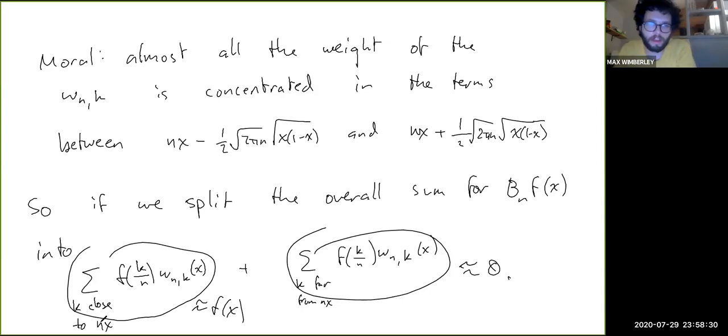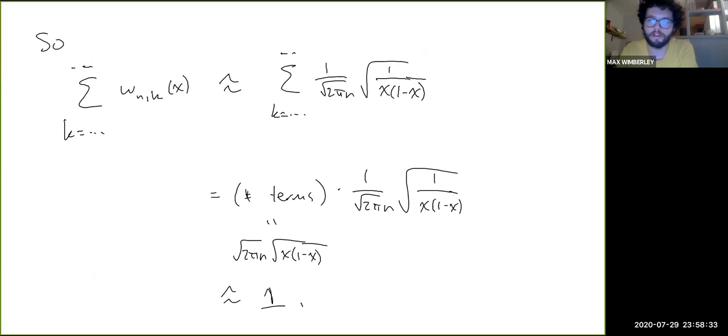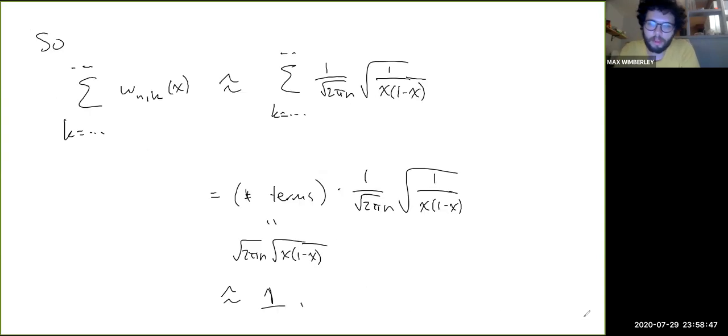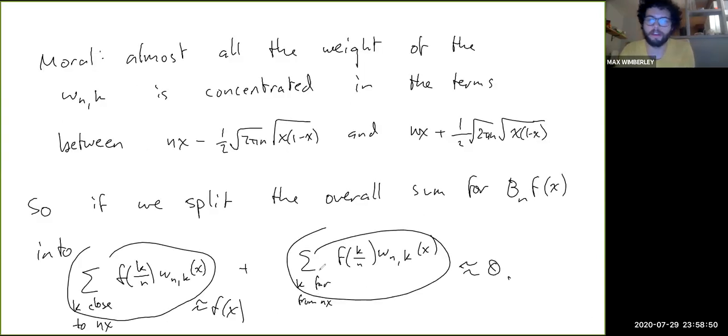And when I say k close to nx, I mean k being within these bounds. You take the terms where k is within something proportional to the square root of n away from nx, and you put those in one sum. Then you take all the rest of the terms in the series that are not in this one, and because k is far away from nx there, you should be able to control this and make it close to 0, right? That's effectively what the proof in the book is doing.